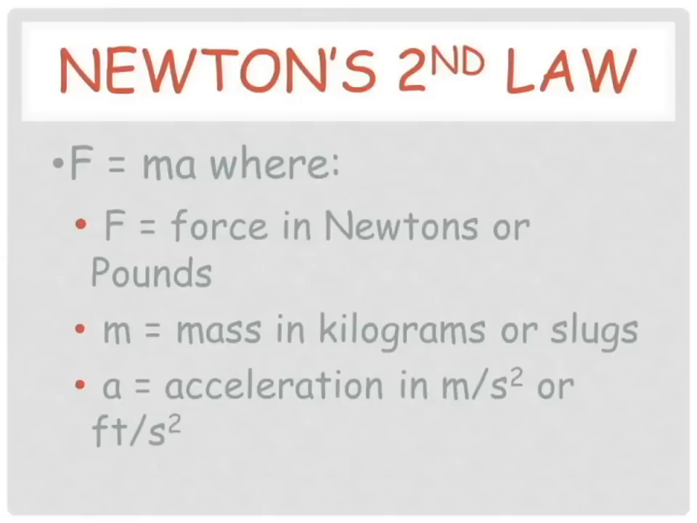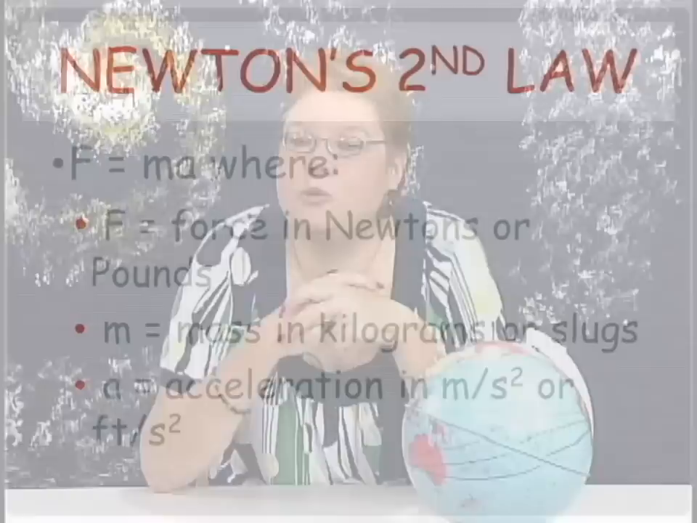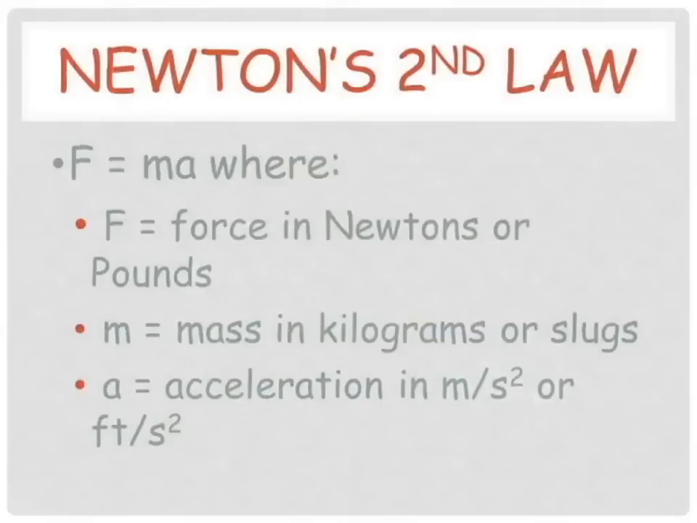Now you guys are probably more familiar with thinking about force equals mass times acceleration in terms of your weight. Your weight here on the Earth is dependent upon your mass and the acceleration due to gravity on the Earth. Okay, the acceleration due to gravity on the Earth is 9.8 meters per second squared. In the English system, it's 32 feet per second squared. Most people are probably more familiar with the units of force in the English system, which we call pounds, as opposed to the unit of force in the metric system.